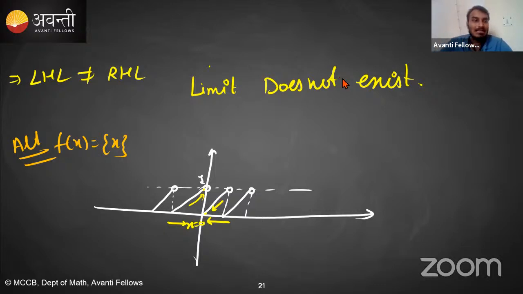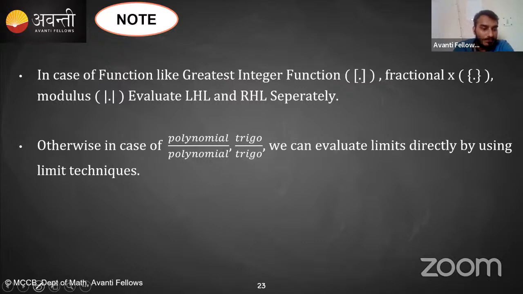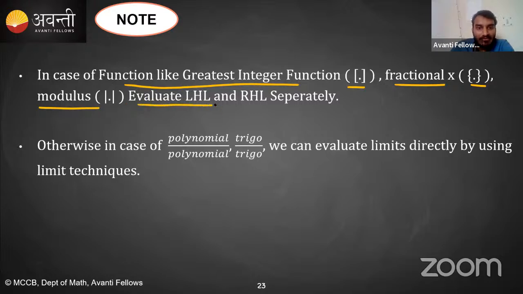That's why whenever there is a fractional x, modulus x, or greatest integer function, we find the limit separately, left hand side and right hand side, and then start commenting on it. So that's the note here. What is the note? In case of a function like the greatest integer function, fractional x, or modulus function, evaluate left hand limit and right hand limit separately.